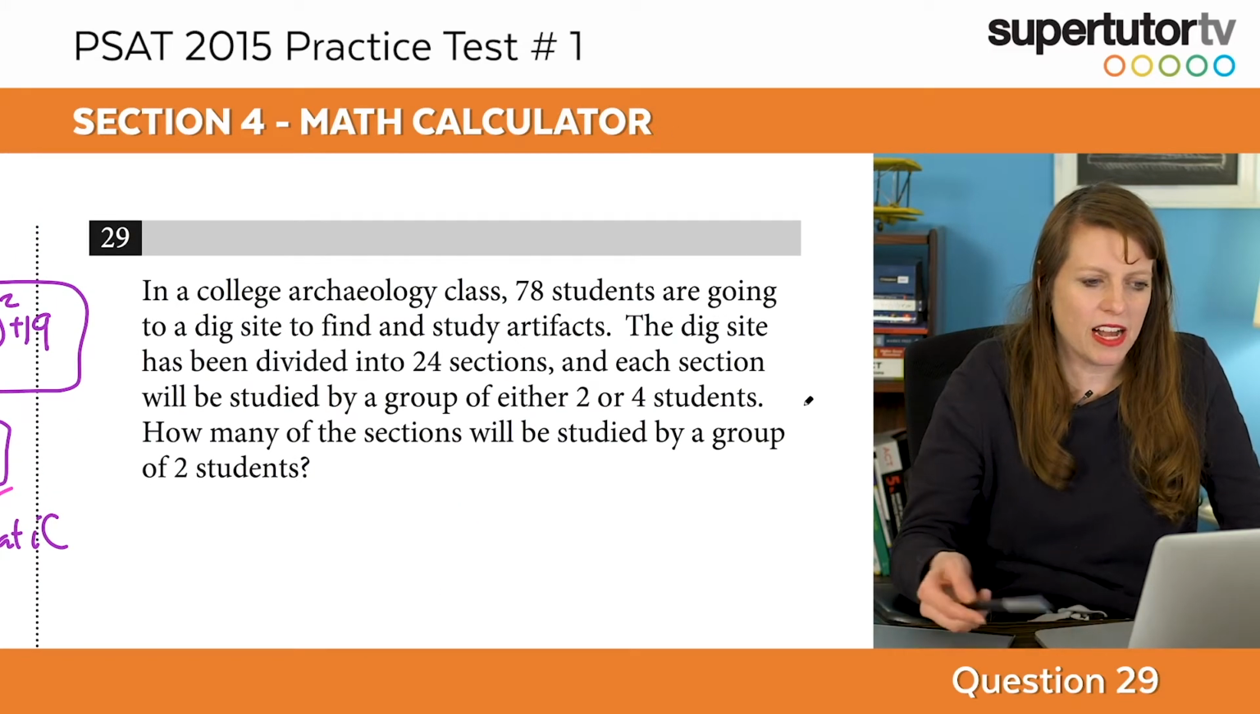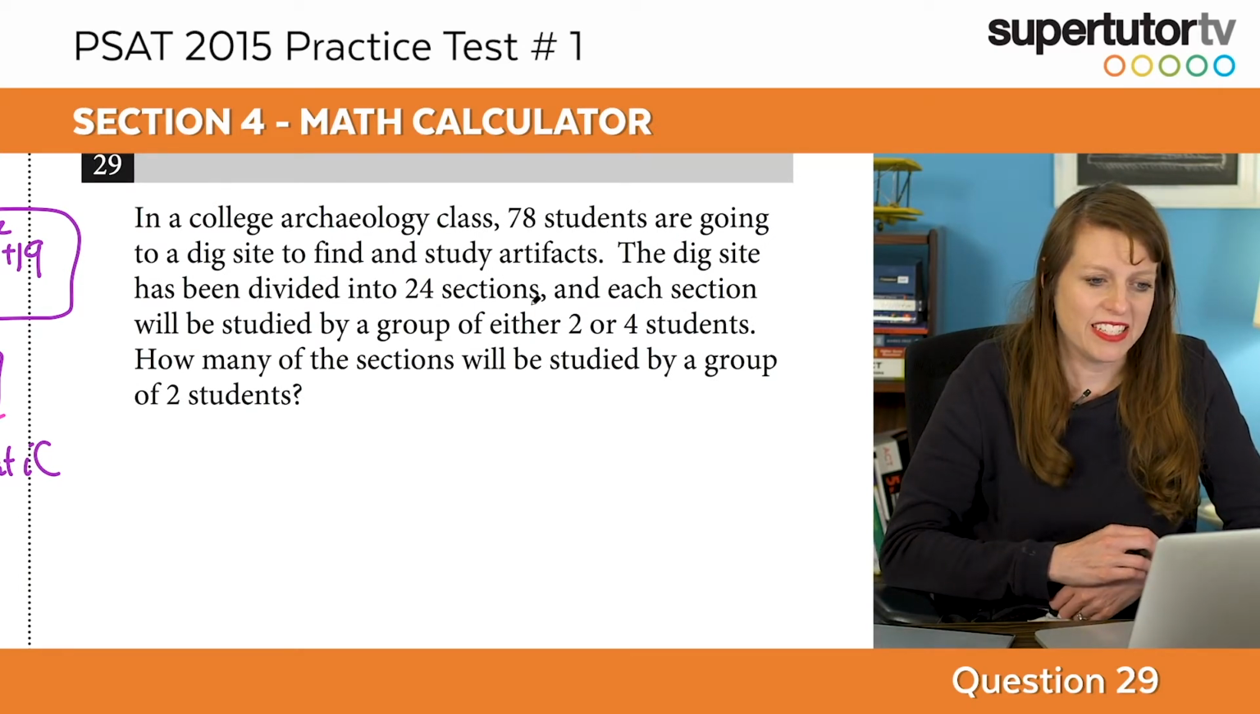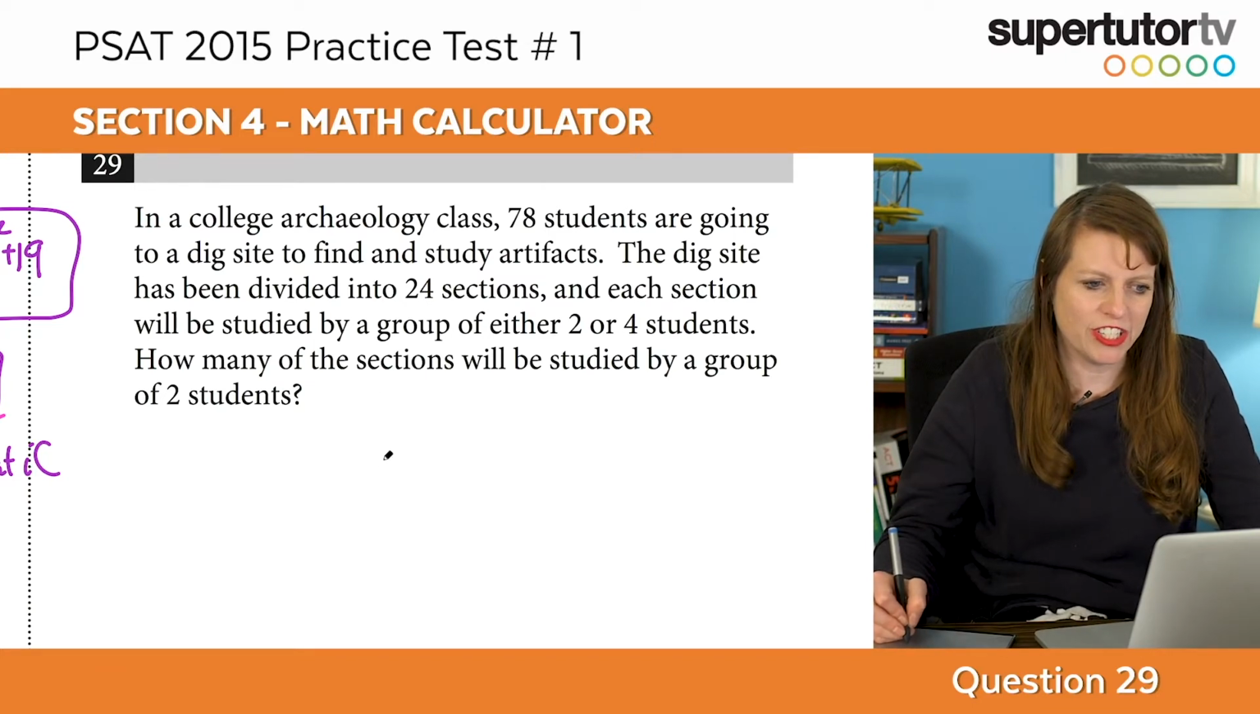All right, 29. In a college archaeology class, 78 students are going to a dig site to find and study artifacts. Cool. The dig site has been divided into 24 sections, and each will be studied by a group of either 2 or 4 students. So we have 24 sections.